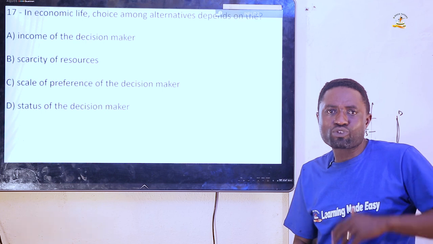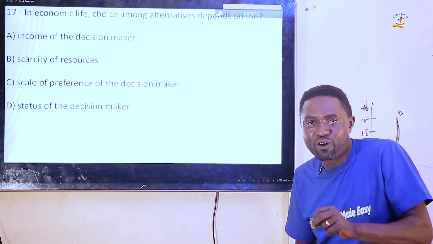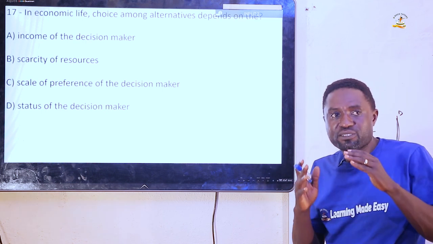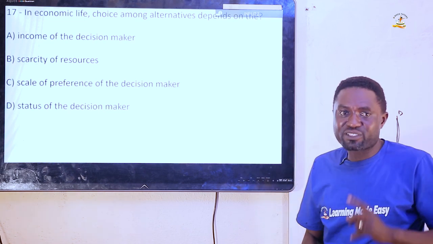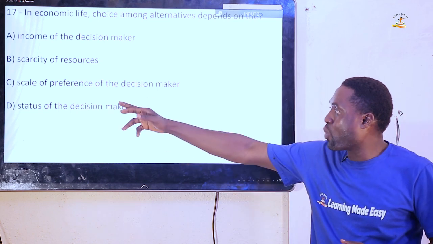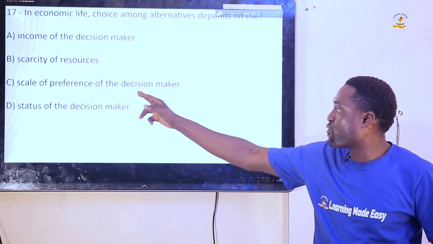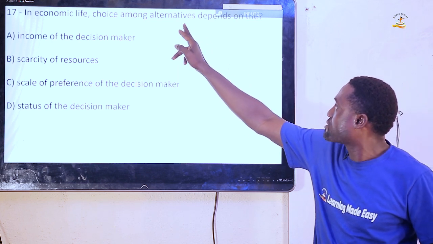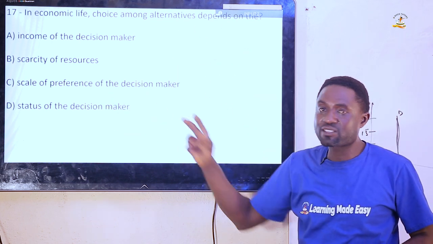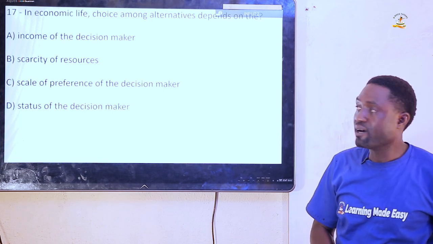So you can decide to go for number one, you can decide to go for number two, you can decide to go for number three. But the most important is number one. So when you write your wants down and you try to go for one, when you pick one out of different alternatives, it is scale of preference in action. So, in economic life, choice among alternatives depends on the scale of preference of the decision maker.